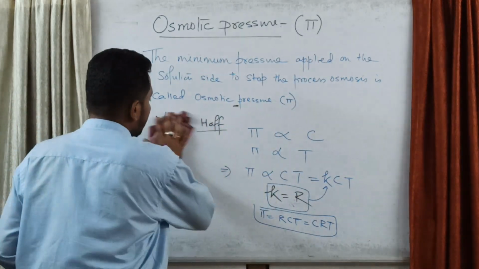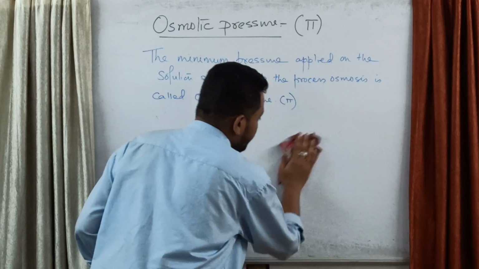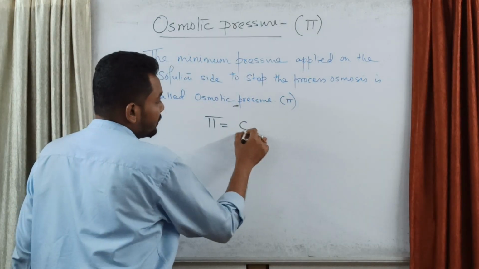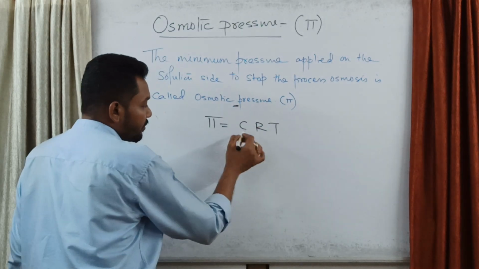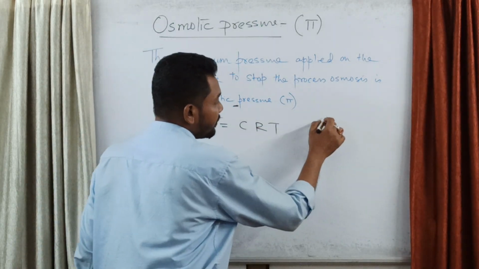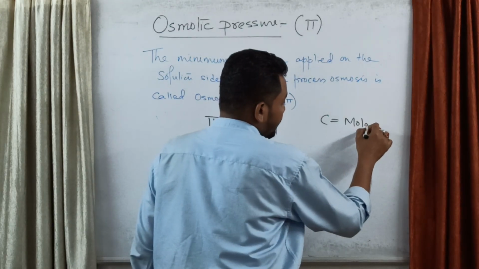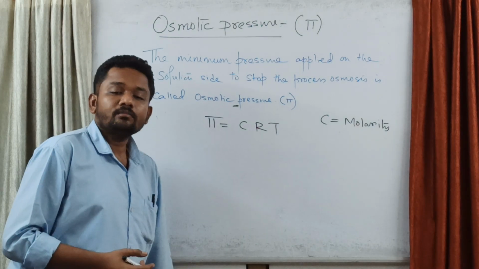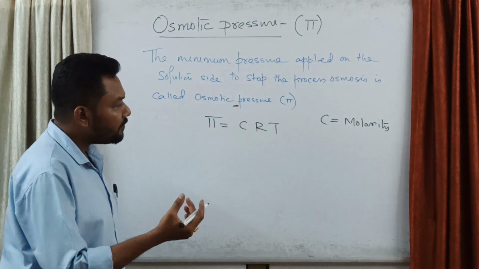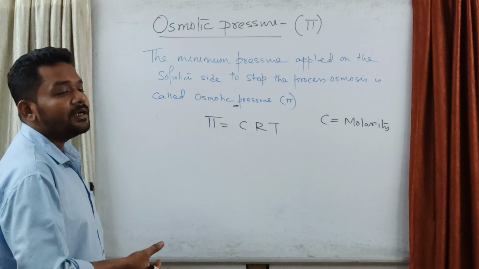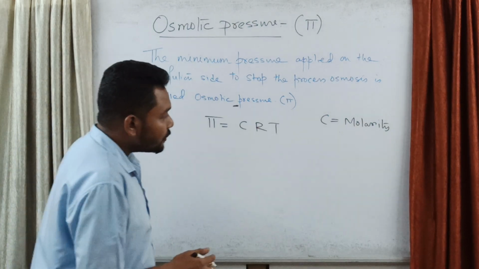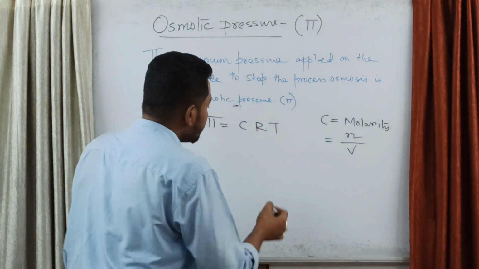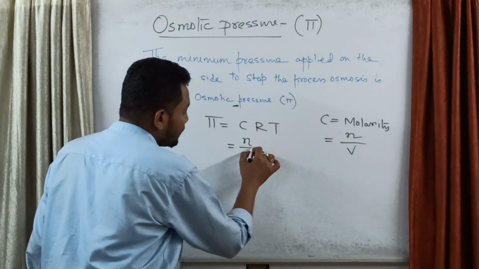Let's see how, from osmotic pressure, we determine the molar mass. So we know that pi equals CRT. Now the concentration which we are using here is basically molarity. What is the definition of molarity? You all know that it is the number of moles divided by the volume of the solution. So you can write number of moles as n, volume of the solution as V. So C you can represent as n by V, then RT.